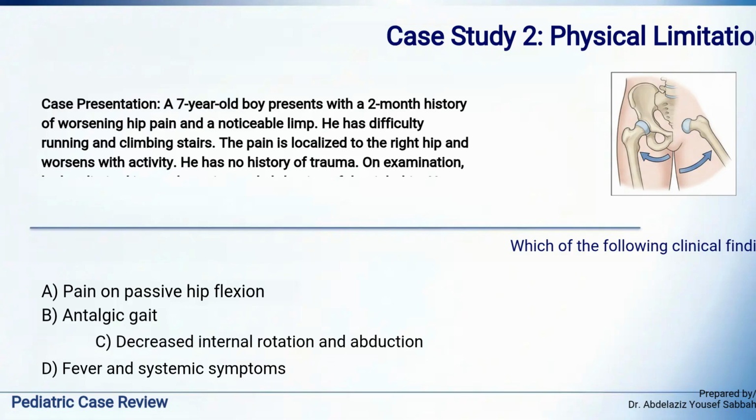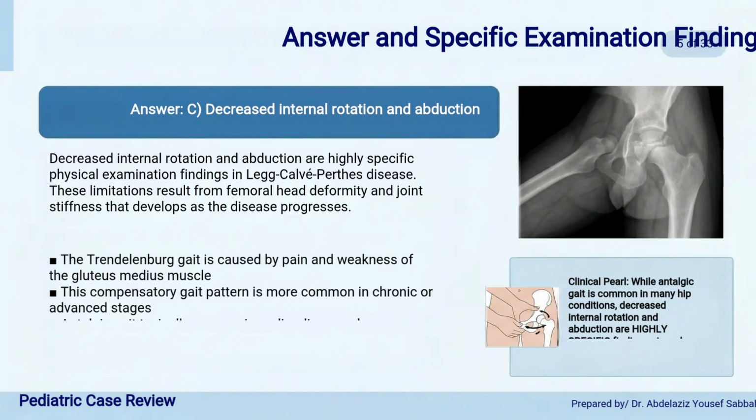Which of the following clinical findings is most specific for Legg-Calvé-Perthes disease? Option A, pain on passive hip flexion. Option B, antalgic gait. Option C, decreased internal rotation and abduction. Option D, fever and systemic symptoms. The correct answer is Option C, decreased internal rotation and abduction. Decreased internal rotation and abduction are highly specific physical examination findings in Legg-Calvé-Perthes disease. These limitations result from femoral head deformity and joint stiffness that develops as the disease progresses.